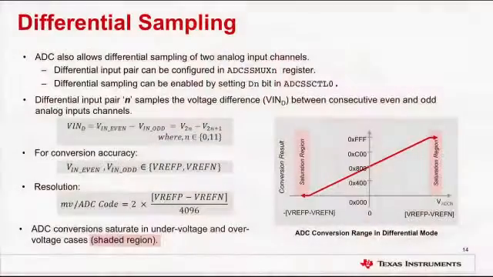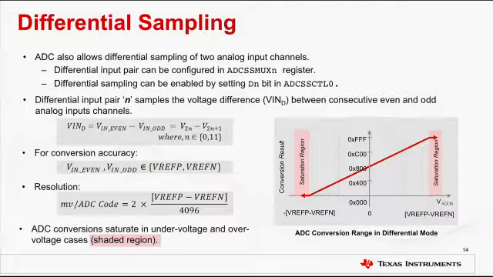In addition to the traditional single-ended sampling mode, the ADC module also supports differential sampling of 2 analog input channels. To enable differential sampling, software must set the DN bit in the ADC sample sequence control register in the step configuration nibble. When a sequence step is configured for differential sampling, the input pair to the sample must be configured in the sample sequencer multiplexer register.